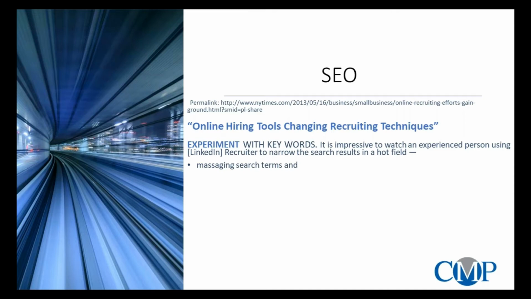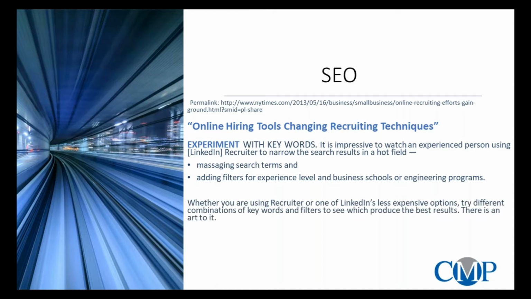They actually massage their search terms using the various elements of Boolean language. They add in filters for experience level, business schools or engineering programs. There's all sorts of ways that you can also use these search engine features to find what you're looking for. Whether you're using the recruiter function or one of the less expensive options, try different combinations of keywords and filters to see which produce the best results. There's really an art to it, and this is something that you'll come to with more practice and more time with LinkedIn.